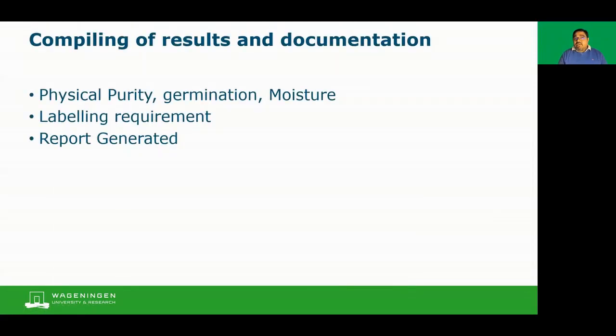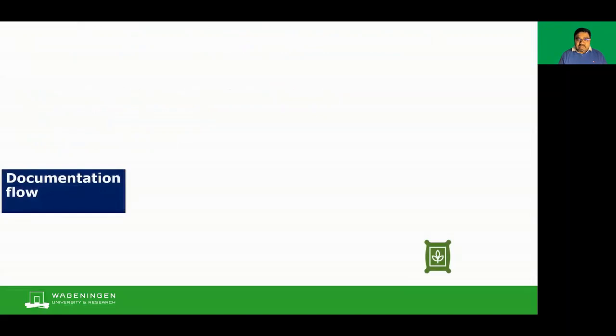So now the report compilation, this is very important. Then we get the results of the physical purity, the result from the germination, and the result from the moisture, and these are actually the results that are required for the labeling requirement. So any kind of seed that is sold in the market, these are the most important parameters that should be there in the label, and then finally the report is generated.